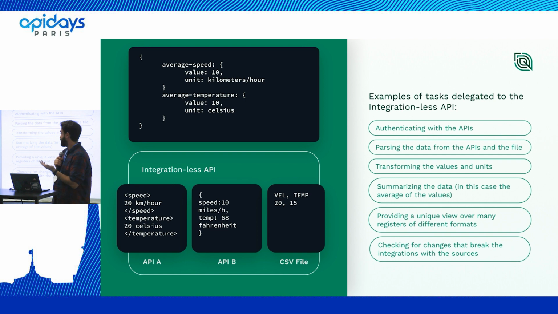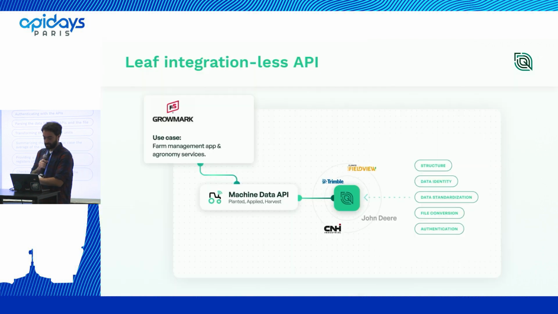We summarize. In this case, we are just averaging the data, but we could create images, or facilitate access in other ways. Instead of delivering, for instance, a lot of points like I showed in the beginning, we can deliver only one image that facilitates the access. We provide a unique view over the different formats and sources. And what is also very important, the APIs will evolve differently and separately, and we are always looking for changes in these sources. So if anything breaks the integration, we fix it before the users notice.